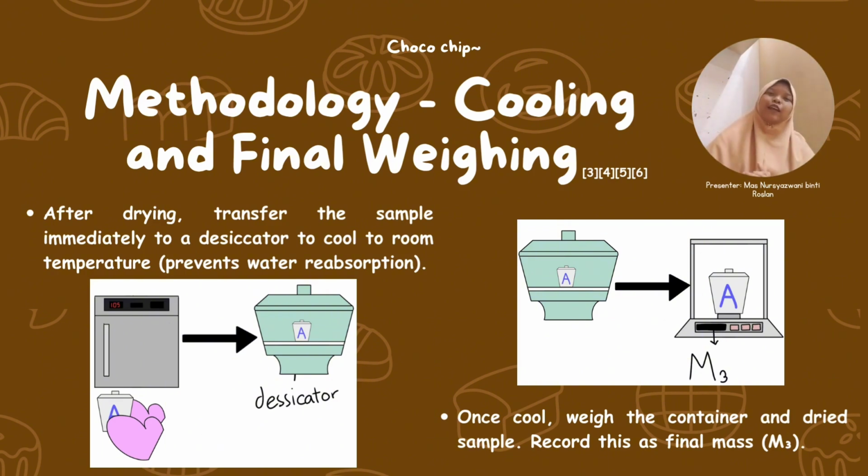And finally, the step we've all been waiting for. Once it's cool, we have to weigh the container and the dried sample. We then record this as the final mass, M3. Now, from M1, M2, and M3, you may be wondering, what do we even do with these values? Well, we use them to calculate the initial weight of the sample, the final weight of the sample, and the moisture content in the sample.